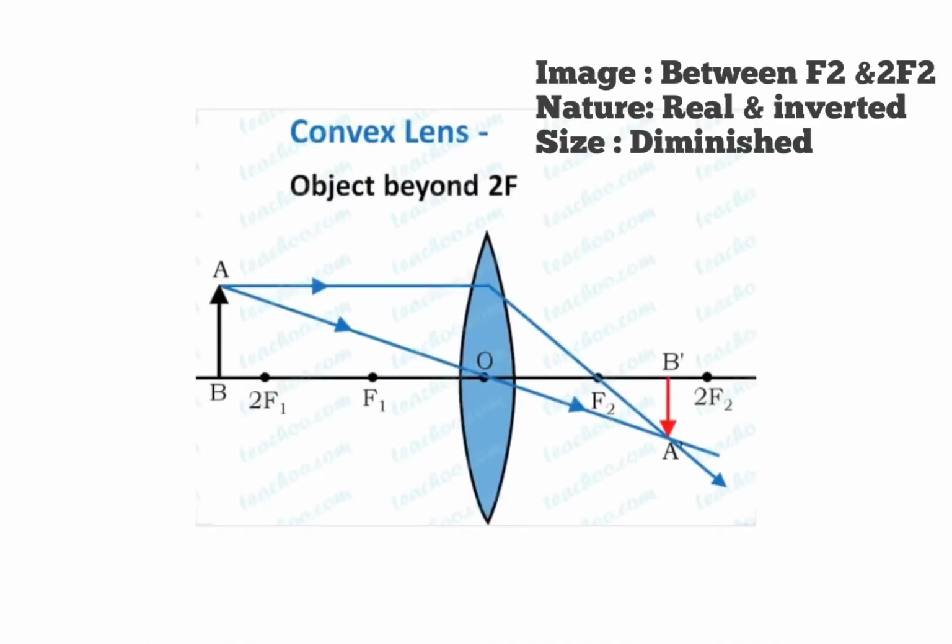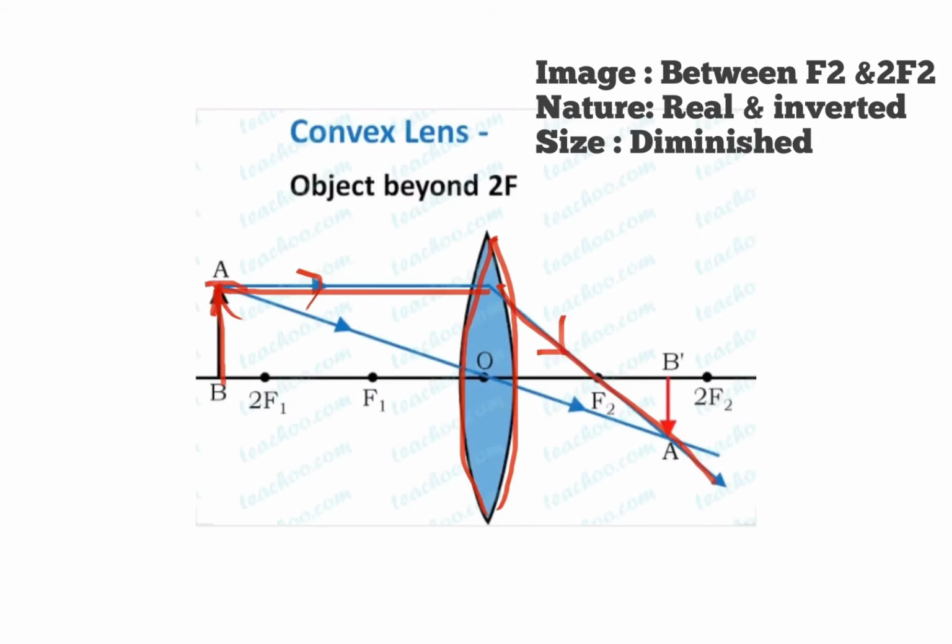Next case is object is placed beyond 2f. So here first of all draw a convex lens. Draw object AB anywhere beyond 2f. Consider first ray parallel to principal axis from point A. After refraction, it will pass through f2. So this is a refracted ray.